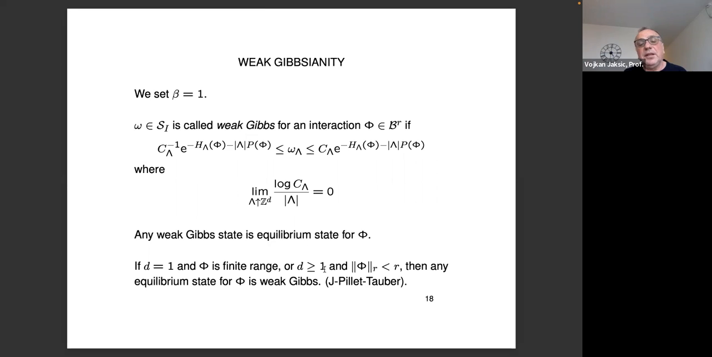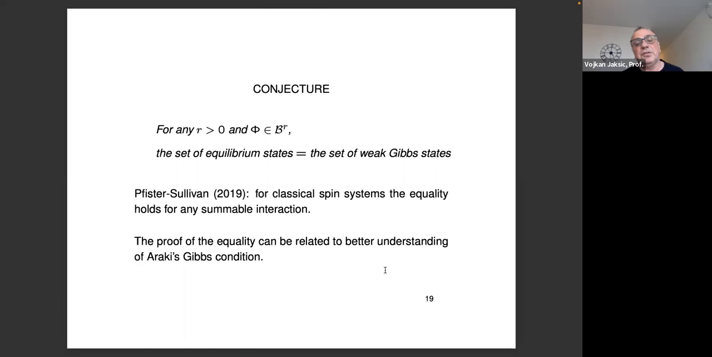And for d bigger than one, this perturbative, high temperature result uses a Gibbs condition. We need a Gibbs condition to analyze it, to prove it. In the classical setting, in the setting of classical spin systems, this is known. It is not that hard to prove, but Pfister and Sullivan have a very general result. If you go to subshifts, extremely general subshifts, with hardcore interactions and so on, you have that for any summable interaction, the set of equilibrium states is equal to the set of phi Gibbs states. But this is not known in the quantum setting, even for phi in B_R.